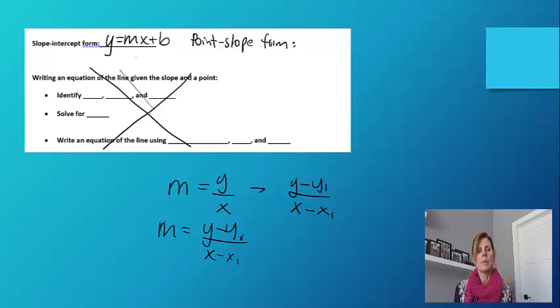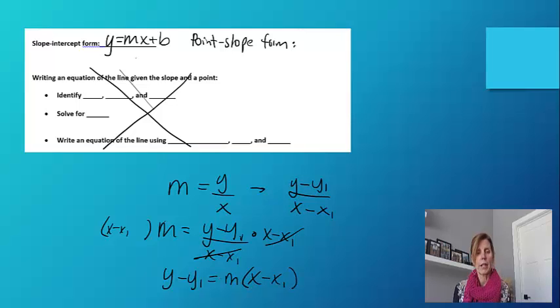So if I multiplied both sides by x minus x1, what's going to happen? These are going to cancel, and I'm going to be left with something. I'm going to write this backwards too. I'm going to be left with y minus y1 is going to equal m times x minus x1. I just changed the order that I wrote it in, but it doesn't change my answer. So this is actually known as point slope form. It came from the slope formula, how we find slope.